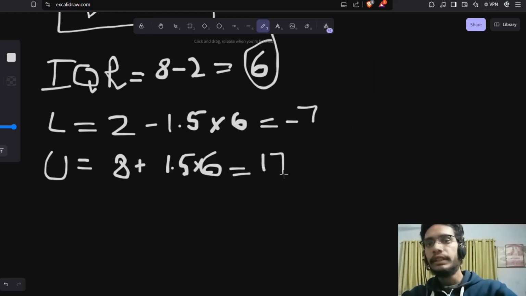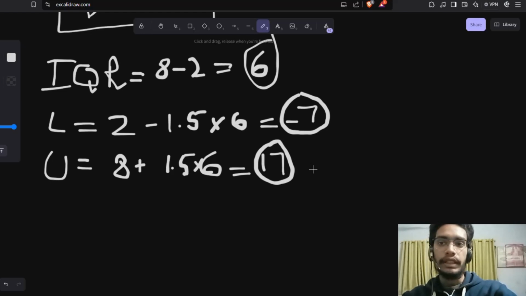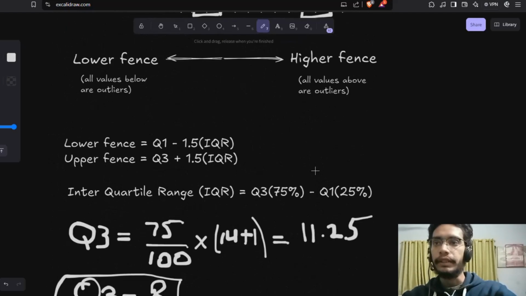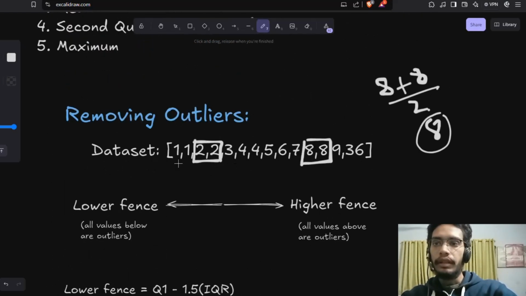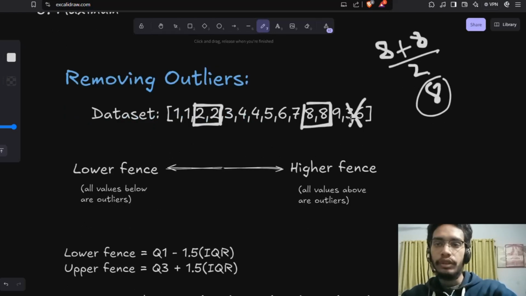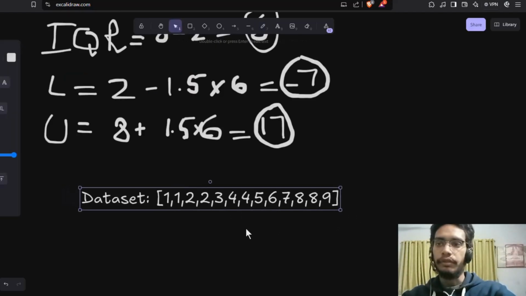What does that mean? It means that all the values below minus 7 are outliers, and all the values above the 17 are outliers. Now, in our data set, if you observe here, the lower value is 1. So that's not a problem. But here you can see that 36 is exceeding our upper fence, that is the 17. So this is the outlier. So we will just remove this, right? We will just remove this 36 from the data set. And eventually our new data set will not include this 36, right? This would be our data set here, right?